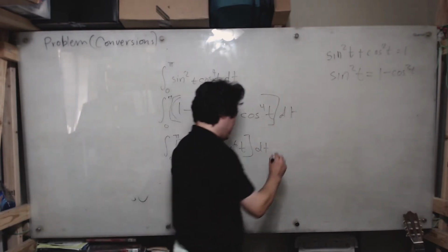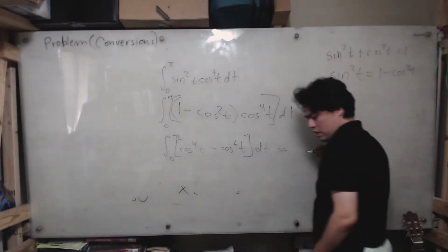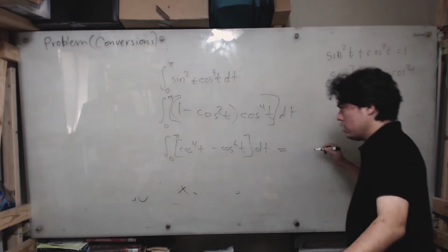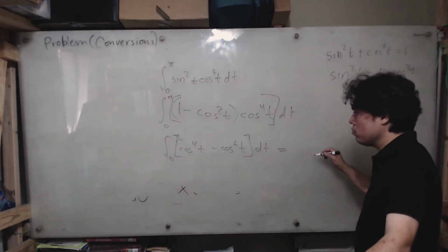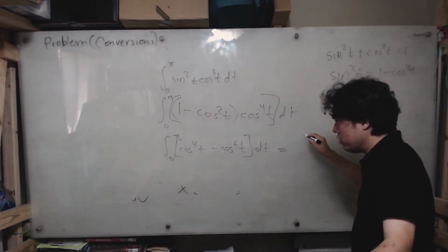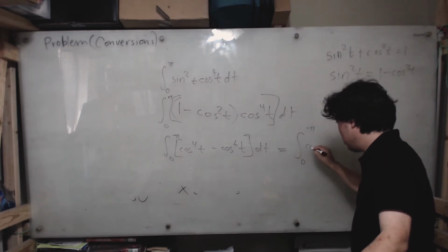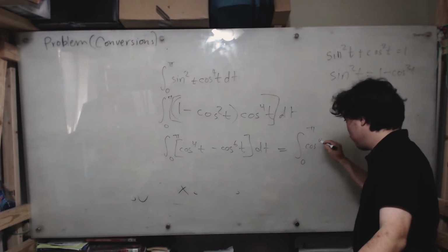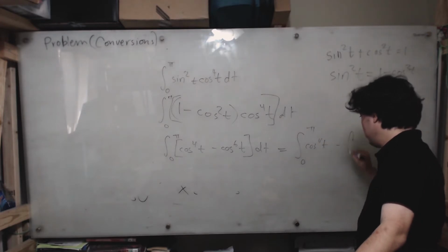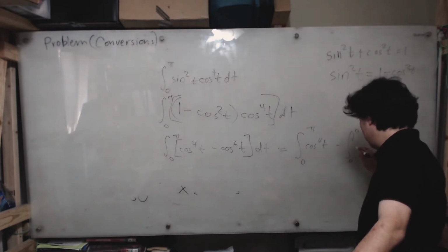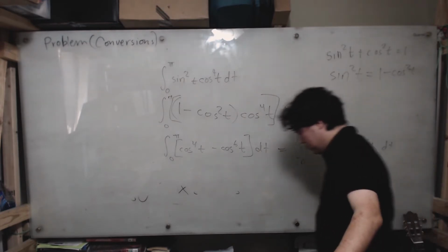And of course, I can write this as the integral from 0 to pi of cosine to the 4th of t dt minus the integral from 0 to pi of cosine to the 6th of t dt.